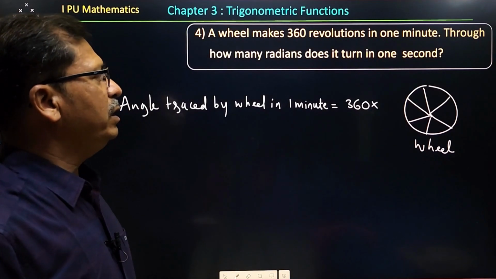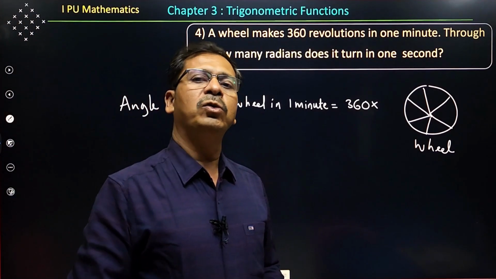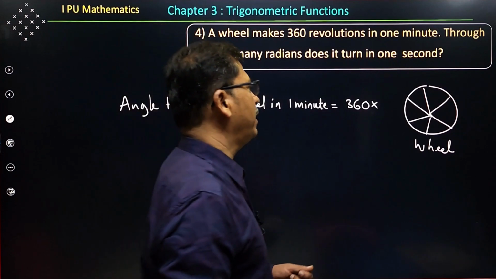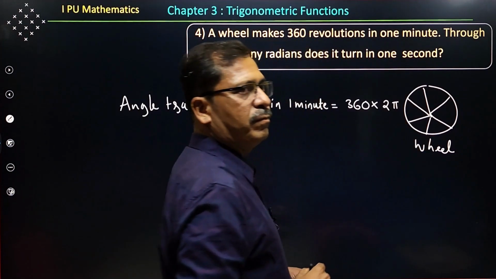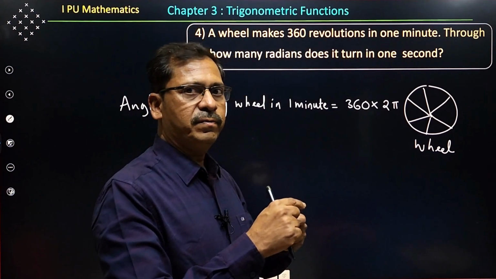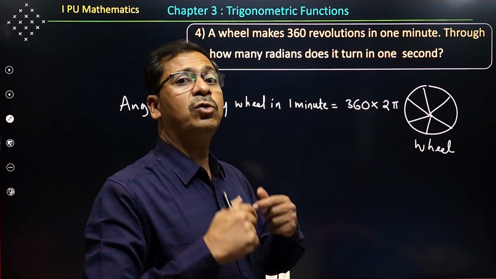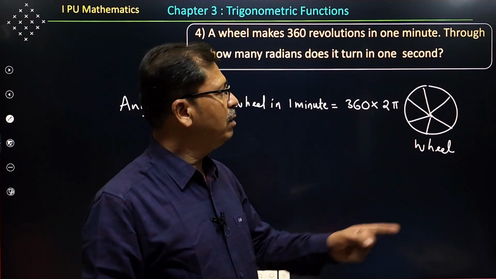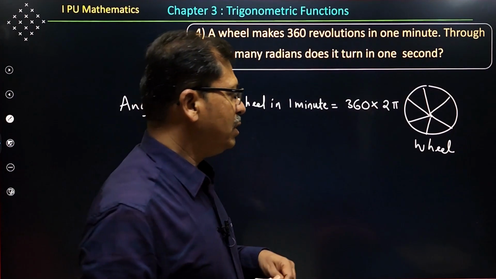In one revolution, the angle made is equal to 2 pi radians. This is the angle made, 2 pi radians. See, 360 is the number of revolutions. When it makes 360 revolutions, what is the total angle formed? In one revolution, 2 pi radian is the angle.